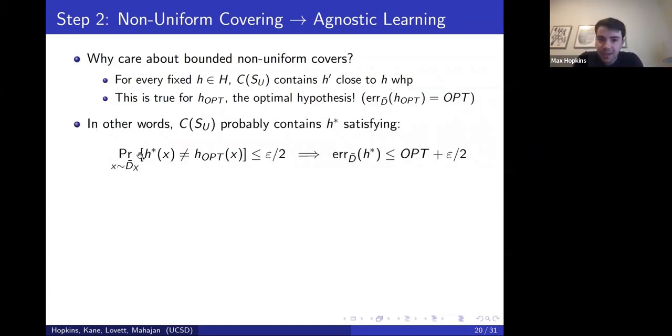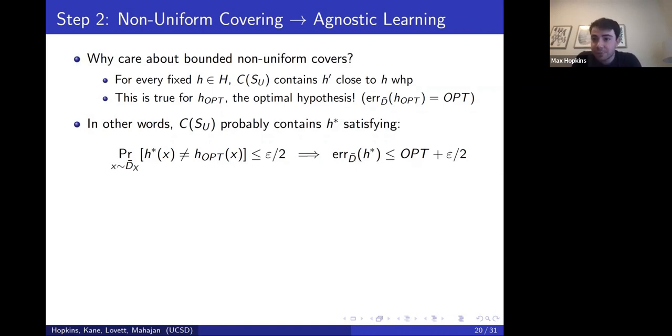So what does that mean? That means formally that CSU, with high probability, contains some hypothesis H star that only disagrees with the optimum hypothesis H opt on an epsilon over 2 fraction of points. So say I have an epsilon over 2 non-uniform cover. I'm cheating a little bit here. That means that the probability that H star is going to disagree with the optimal is at most epsilon over 2 with high probability. And furthermore, the error of H star can't be more than epsilon over 2 worse than the error of H opt, which is opt by definition, because it's equal to H opt for a 1 minus epsilon over 2 fraction of the time. And the rest of the time, the worst it can have is error 1. So the total worst error would be opt plus epsilon over 2.